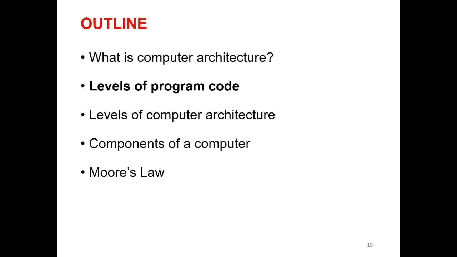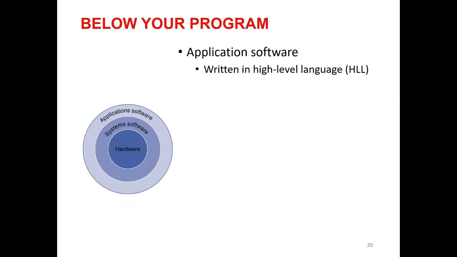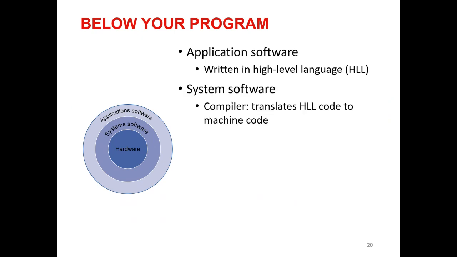Let's move on now to the levels of program code. We have different levels for coding. Probably the most common level is the one you already know, the application software. Those are programs or applications written in what we formally know as high-level languages, like Java or C++. Then we have another layer, called system software. Here we have tools, for instance the compiler, which translates the application code into what we call machine code, code that can be understood by the computer.